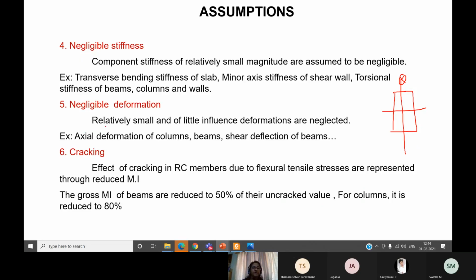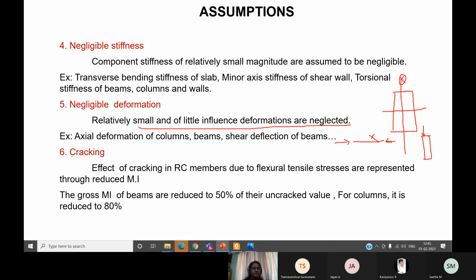The next is negligible deformation. Relatively small deformations of little influence are neglected, like axial deformations of columns and beams. Suppose I take a beam, we will not consider the axial forces in the case of a beam. Similarly for a column, we take the maximum lateral deflection, and the axial deformation of the columns will be neglected. Shear deflection in beams and all such small deformations of little influence are neglected.